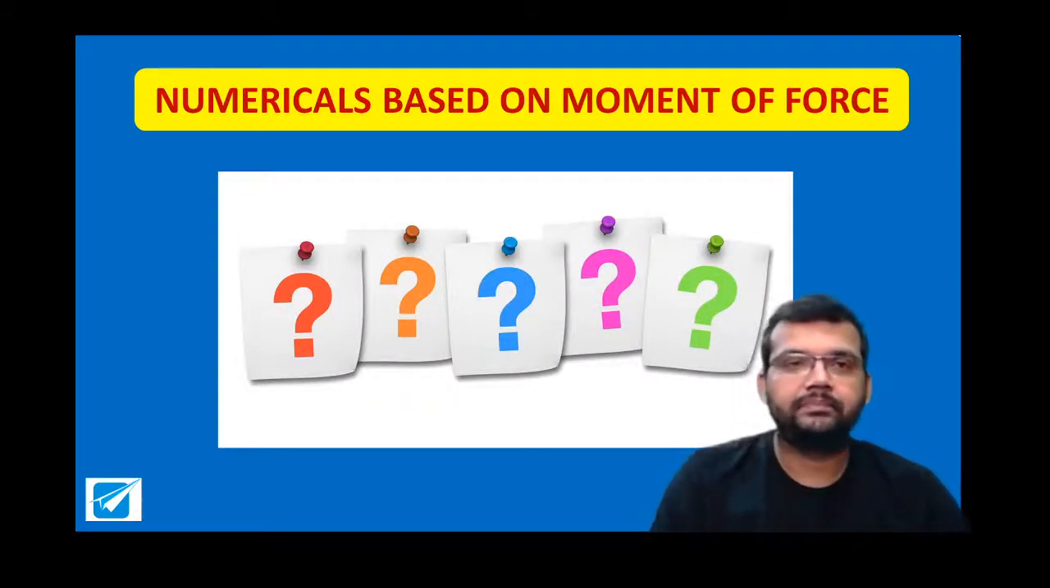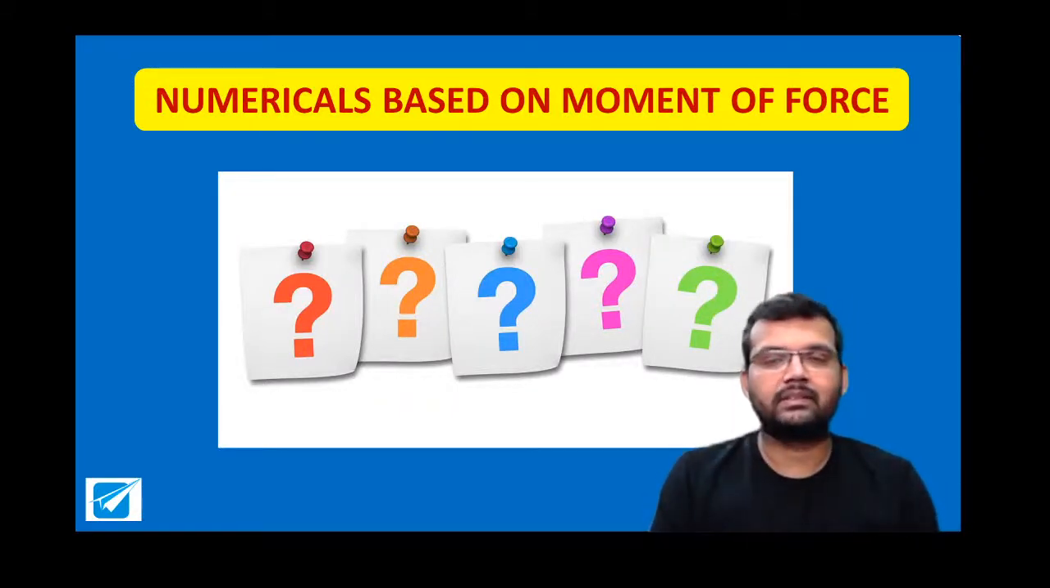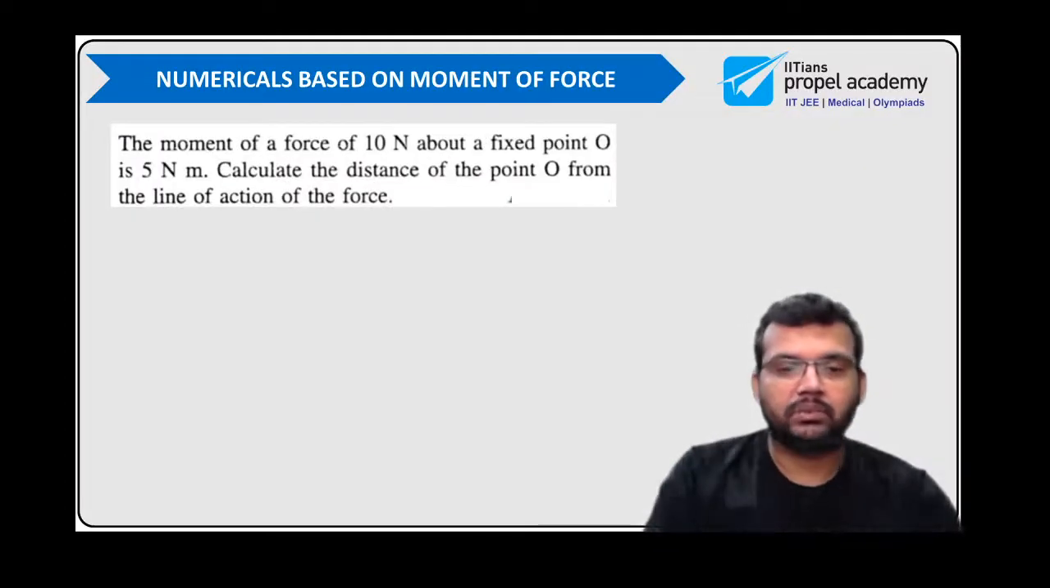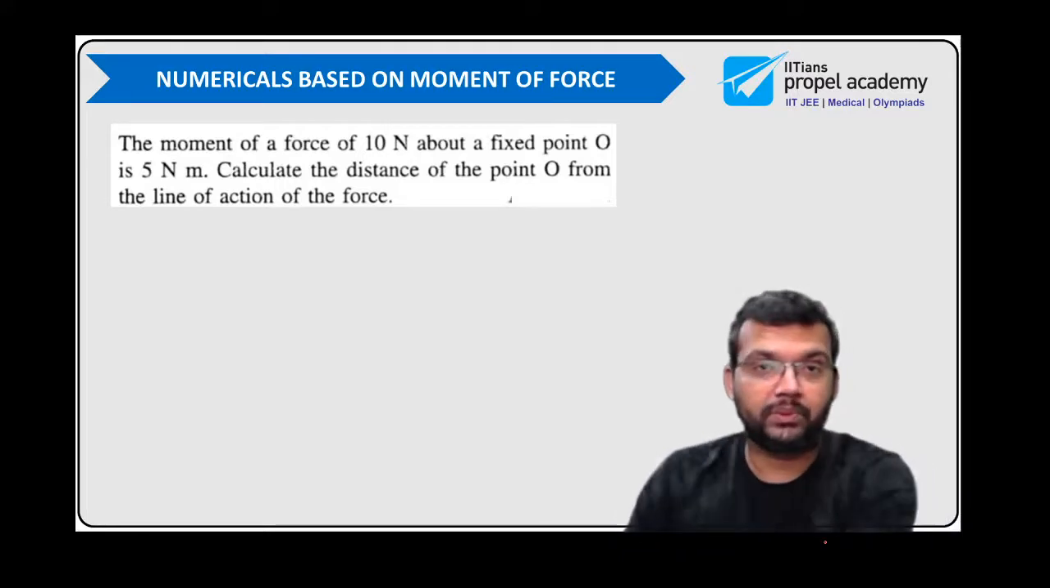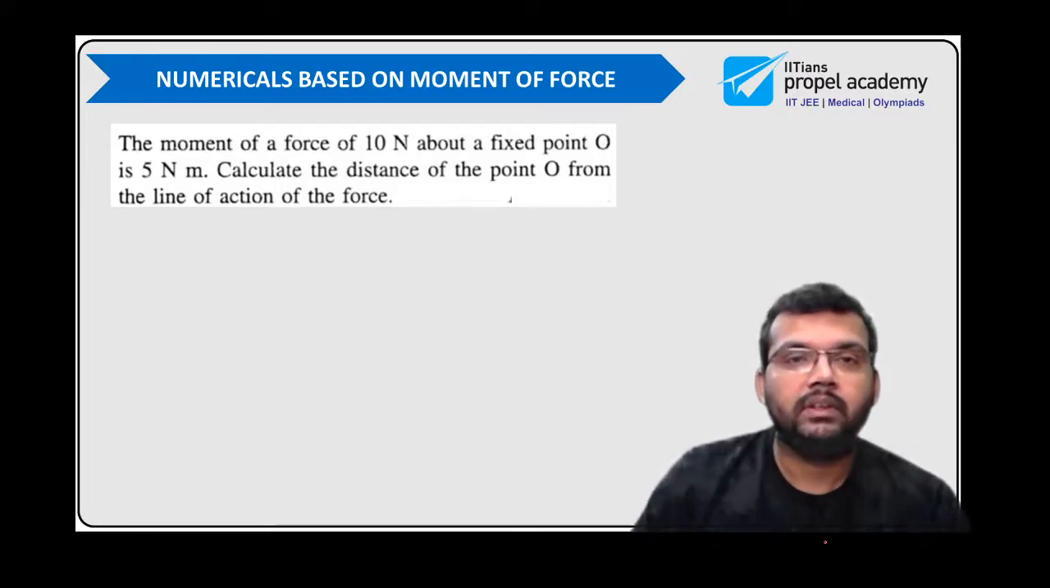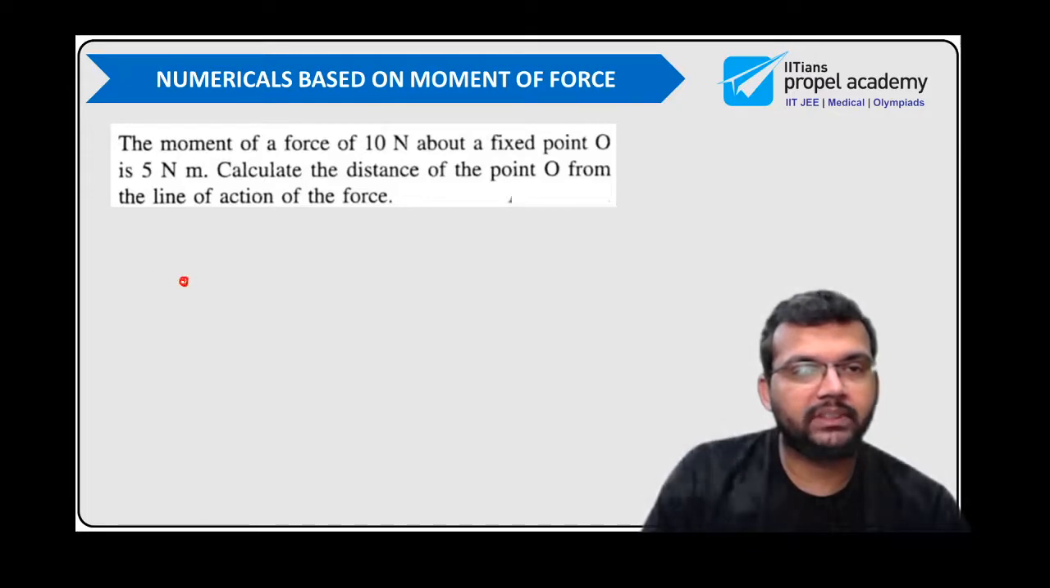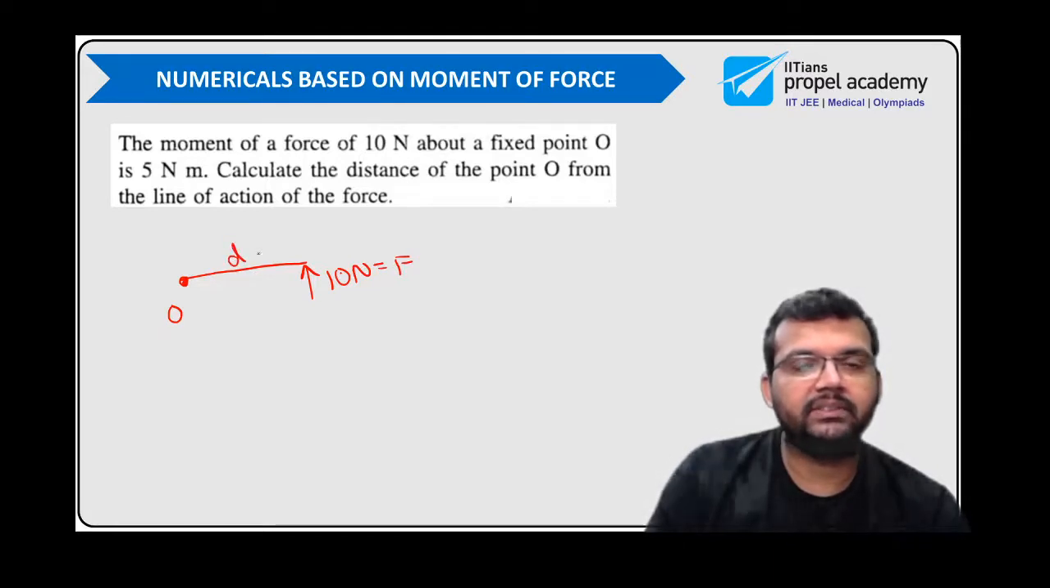Dear students, let us solve a few questions based on moment of force. The first question: the moment of force of 10 Newton about a fixed point O is 5 Newton meter. So let's take a fixed point O and let's say you have 10 Newton of force acting on it at a distance of d.